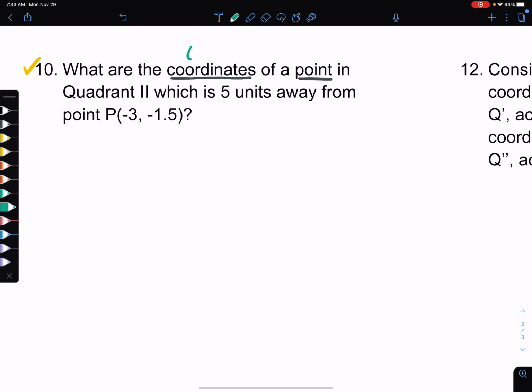I'm going to go ahead and write that here. They're saying, what are the coordinates? We need an x and a y. So we know that the points or the coordinates are going to be in quadrant 2, but it has to be 5 units away from this point right over here.